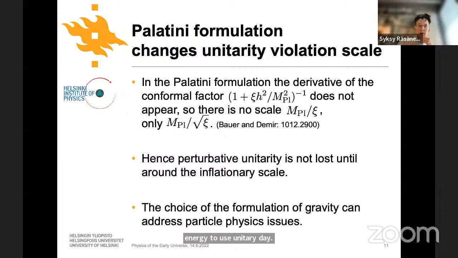So this was all in the context of the minimal non-minimal action for Higgs inflation, where the only new term that you have compared to the standard model plus Einstein-Hilbert is this Xi H squared R. Now let's look at extensions.